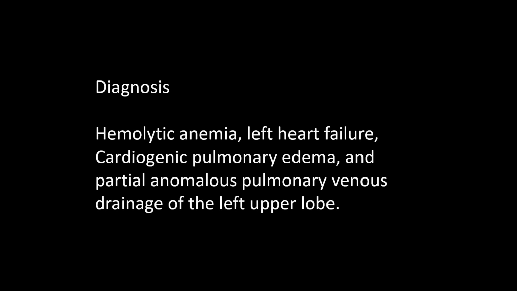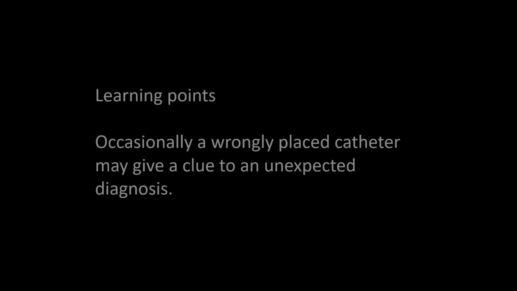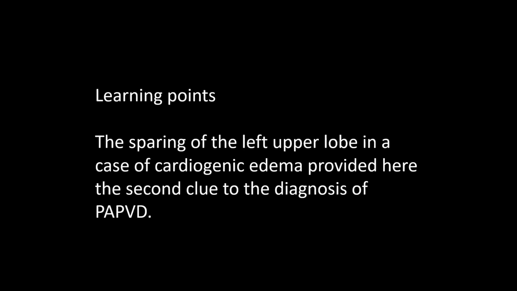The diagnosis here is hemolytic anemia, left-sided heart failure, cardiogenic pulmonary edema, and partial anomalous pulmonary venous drainage of the left upper lobe. The learning points. Occasionally, a wrongly placed catheter may give a clue to an unexpected diagnosis. The sparing of the left upper lobe in a case of cardiogenic edema provided here the second clue to the diagnosis of partial anomalous pulmonary venous drainage.